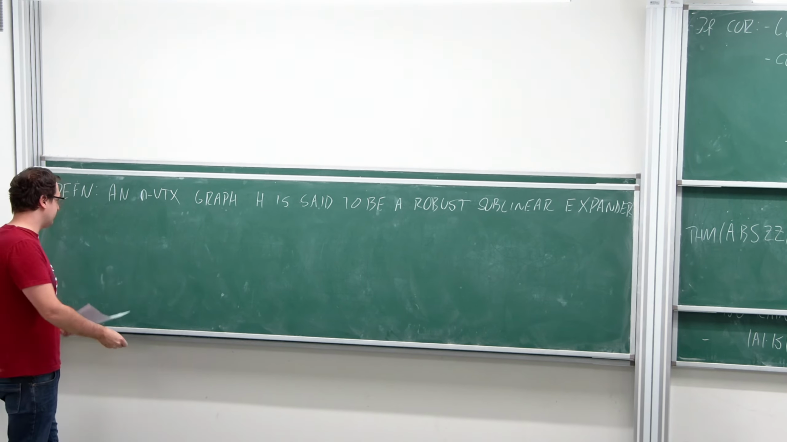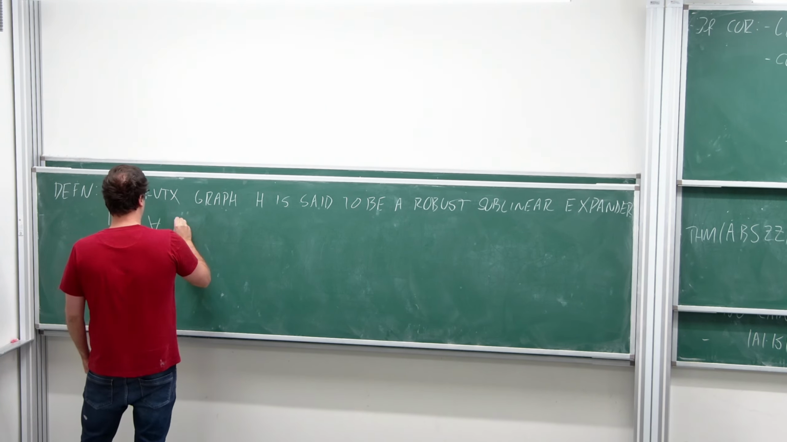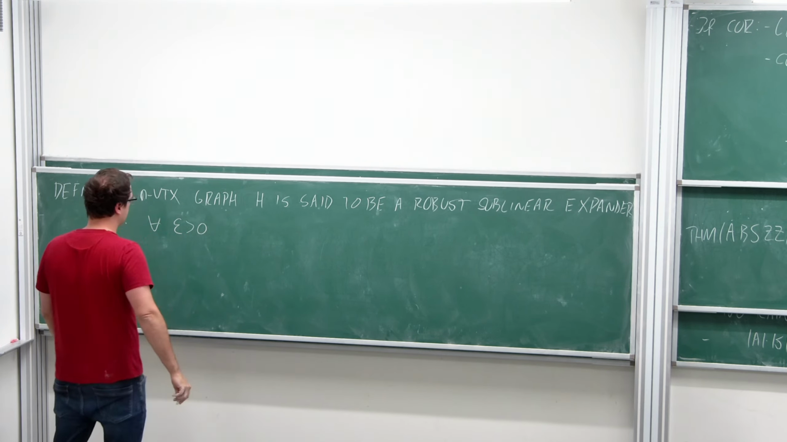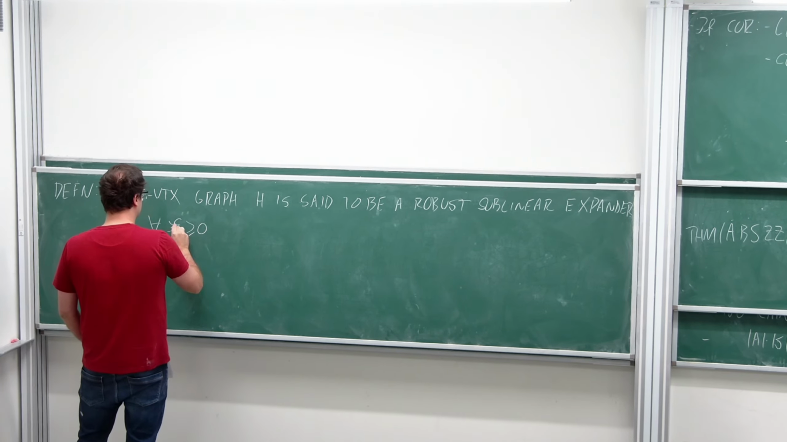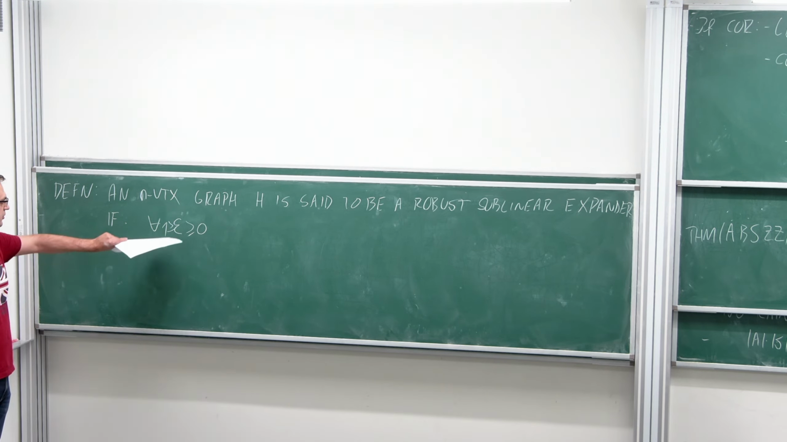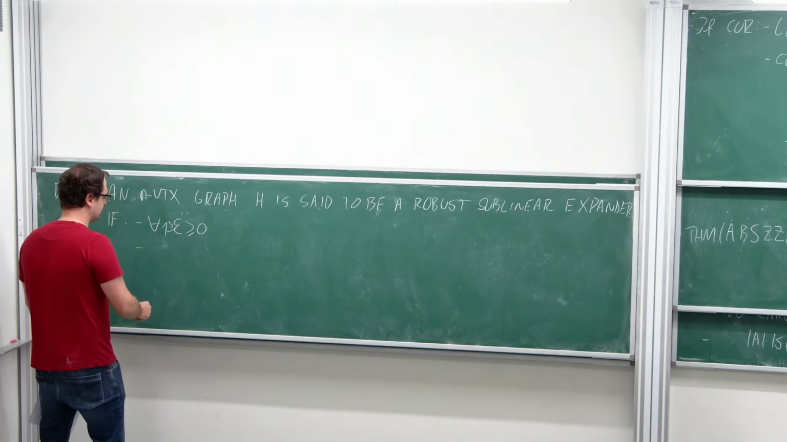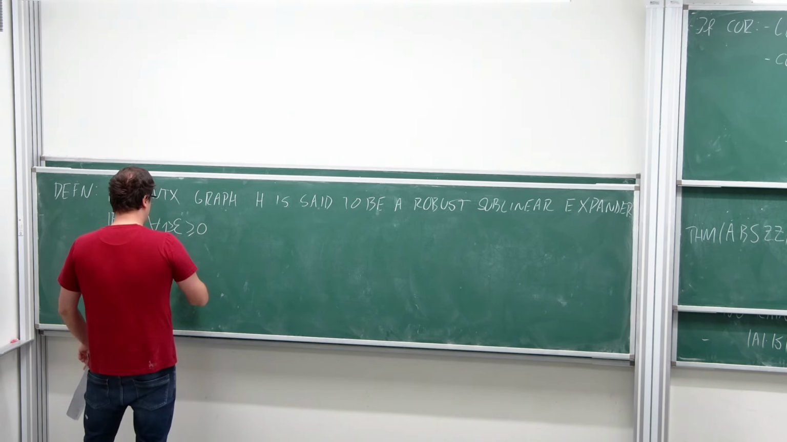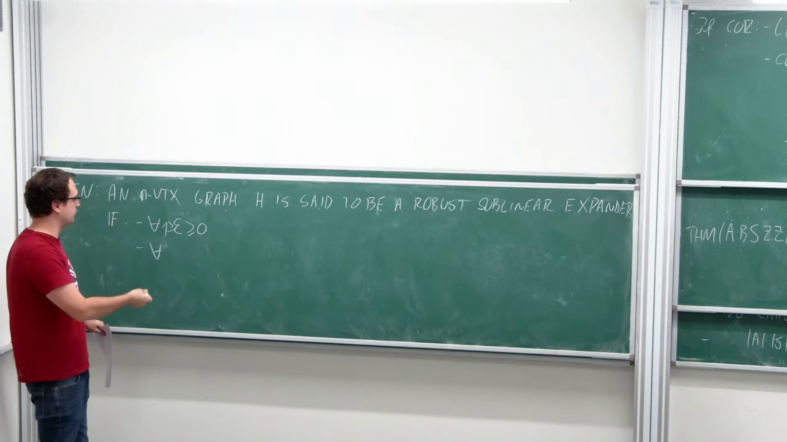So it's a robust sublinear expander if for every epsilon which is bigger than or equal to 0 and at most 1. Don't worry too much about it, it's just here to control the size of the set. You'll see in a moment what its role is. But the point is that every subset of your vertices should have reasonably big neighborhoods.